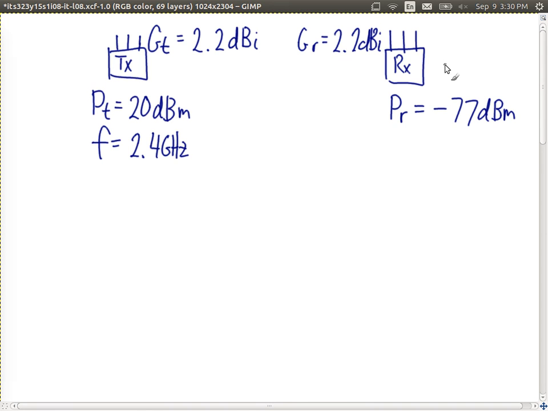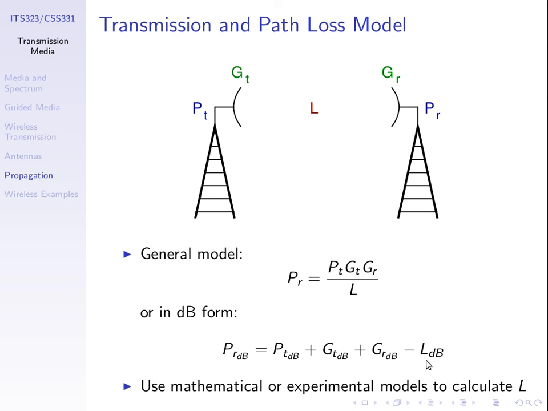We transmit at 20 dBm. There's a gain of 2.2 dBi. Then we lose some power. Then there's a gain of 2.2 dBi at the receive antenna, and we must receive at a power of at least minus 77 dBm. So how much power can we lose such that the receive power is minus 77 dBm? What's L? Note that all of the values that we saw in the spec, the transmit and receive power and also the antenna gains, are in the dB scale, decibels. So use this equation. Don't convert them to milliwatts, absolute values. That's too hard. Just use the equation here, which will give you the same answer, but faster.